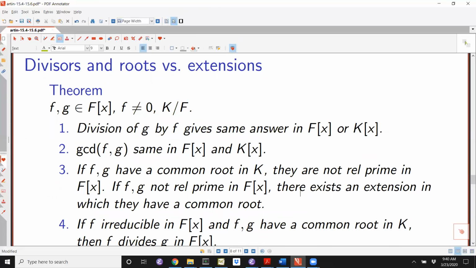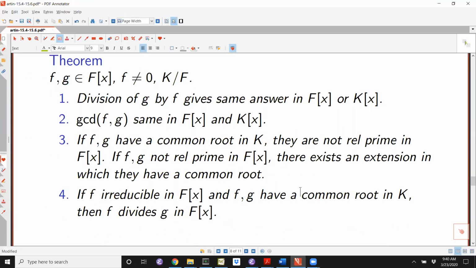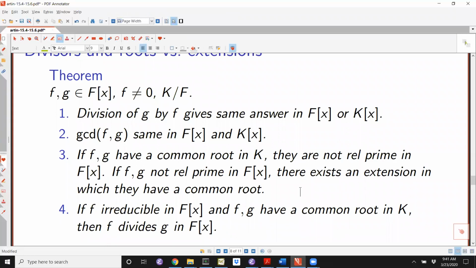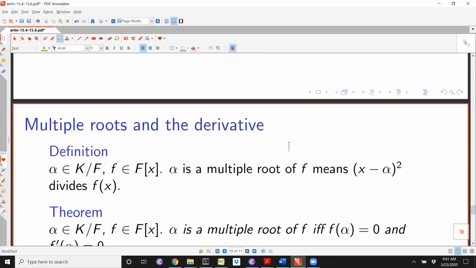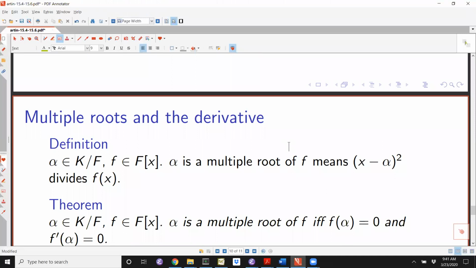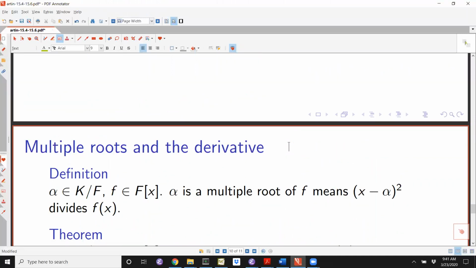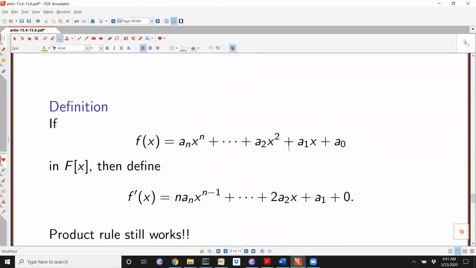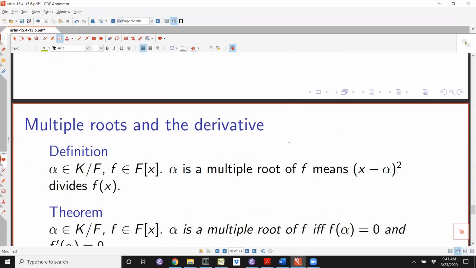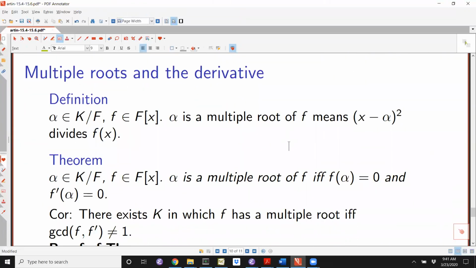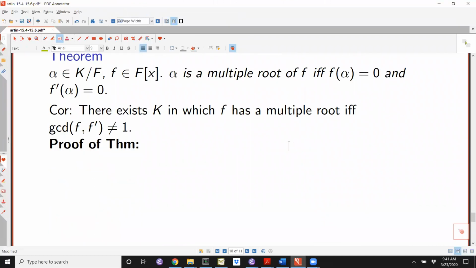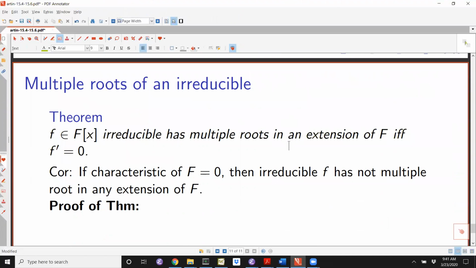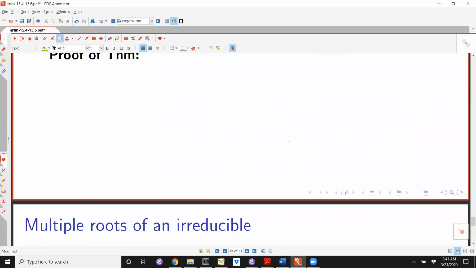We'll talk about what happens to divisors, to divisibility properties, when you extend the field of coefficients of a ring of polynomials. And then this is a little bit silly but kind of fun. We're going to talk about the derivative of all things, and we'll talk about multiple roots, how you use the derivative in multiple roots, and especially the multiple roots of an irreducible polynomial.